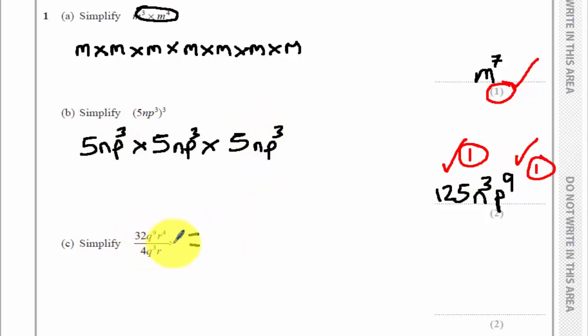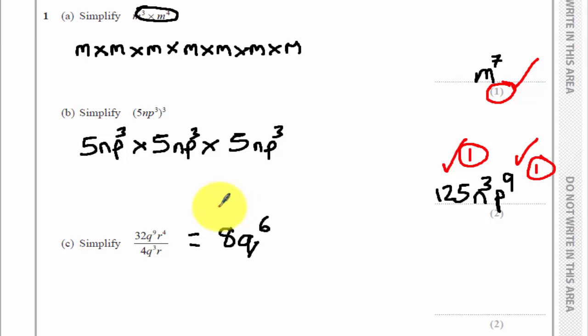Part C, don't forget this line here means divide. 32 divided by 4 is 8. Q to the power of 9 divided by q to the power of 3. Well, we subtract the powers, and I get q to the power of 6.